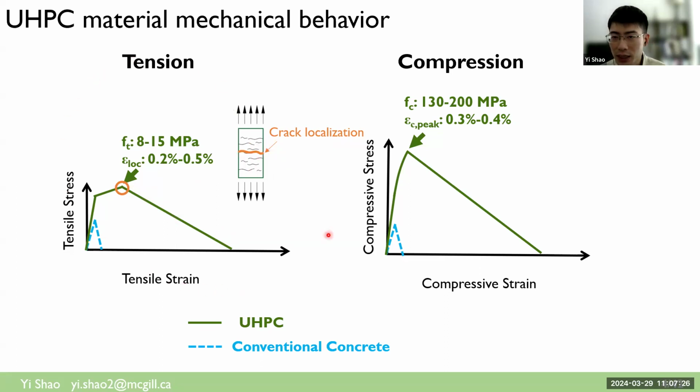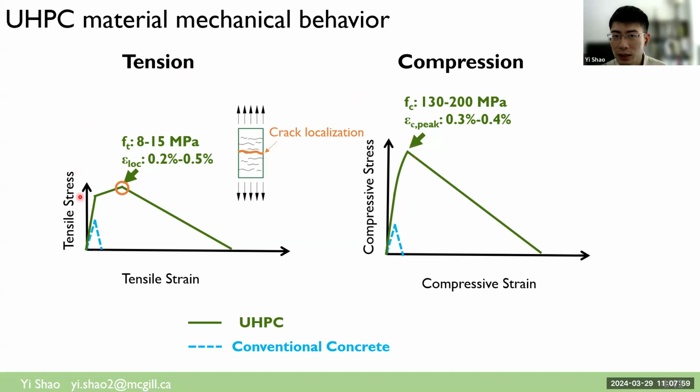That's about the material tensile behavior of UHPC. In terms of the compression behavior, UHPC will have a compressive strength typically between 130 and 200 megapascal. That's about 3 to 5 times the compressive strength of traditional concrete, and UHPC also shows high compressive toughness because the fibers are bridging the spalling cracks and enhancing the post-peak compression toughness of UHPC as well.